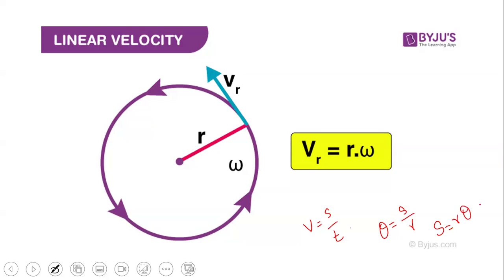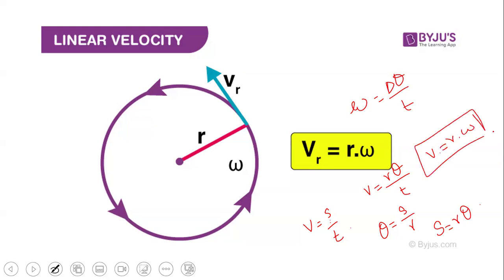Substitute this in the formula over here. Velocity, instead of distance, I can write r theta upon time. Theta upon time is equal to omega, right? Omega is equal to delta theta upon t. So v is equal to r omega. This is the next formula that you have to remember. This is the formula of linear velocity: radius multiplied by angular velocity.